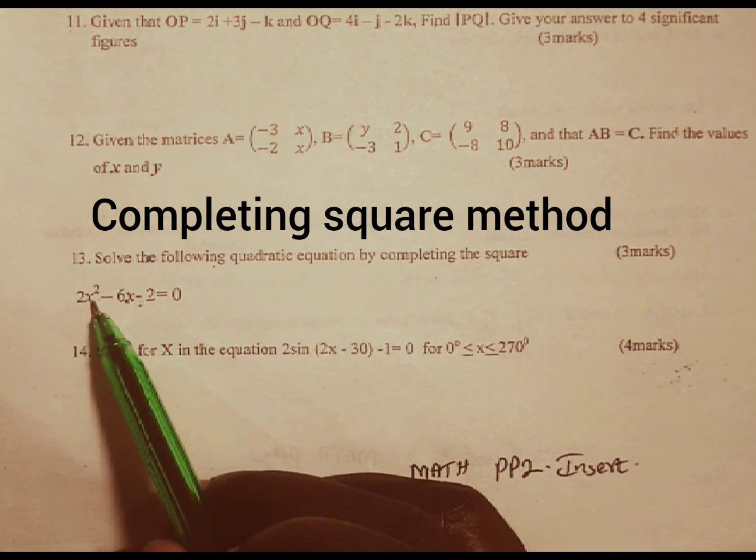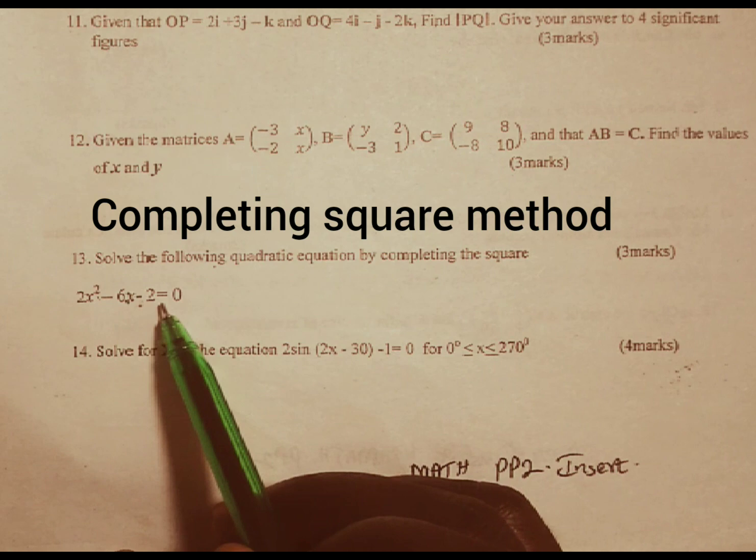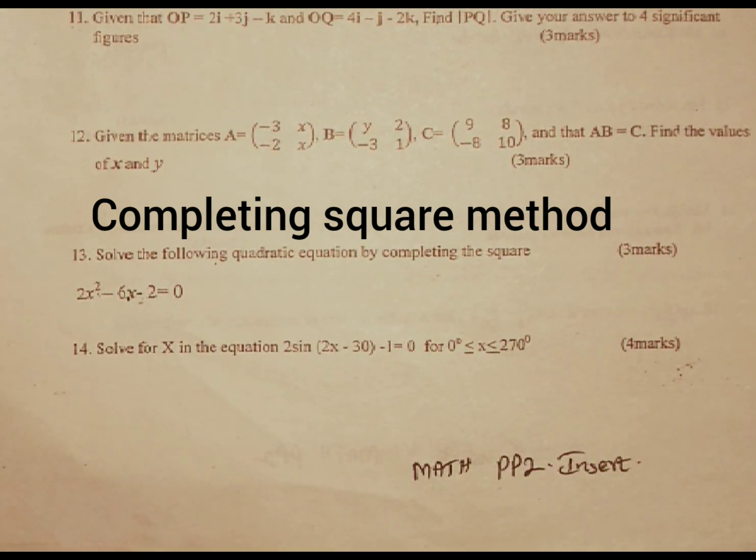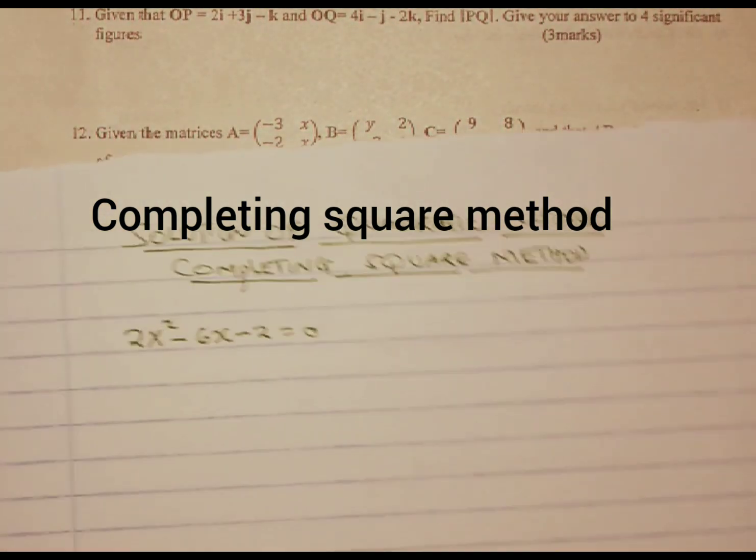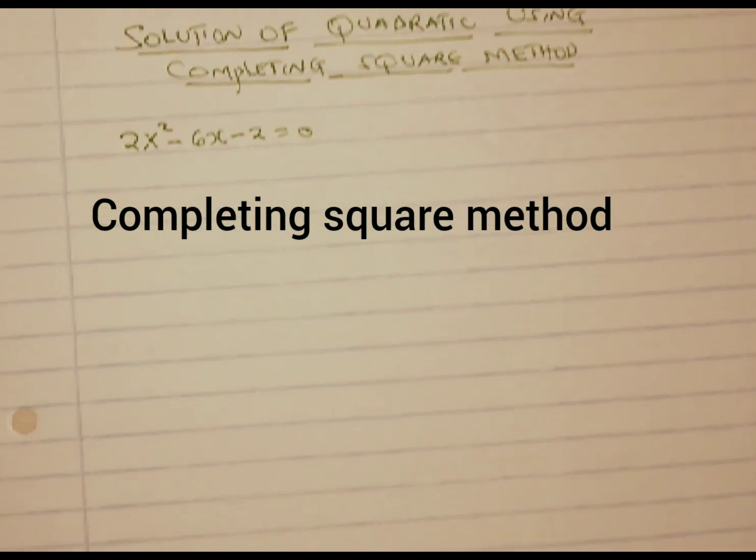The question we have is 2x squared minus 6x minus 2 being equal to 0. And we are supposed to solve that using the completing the square method.